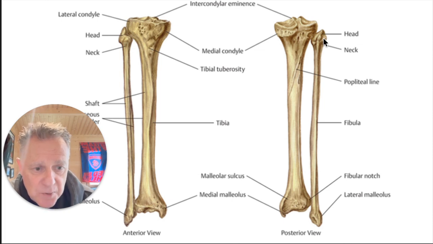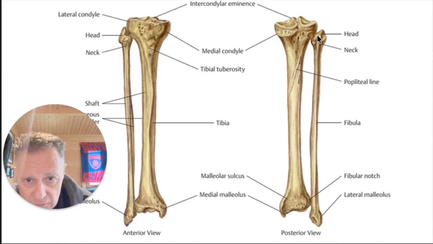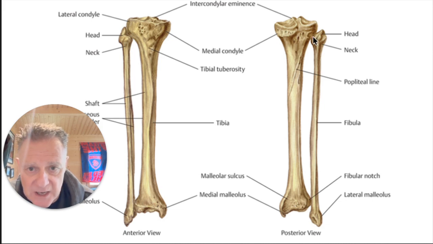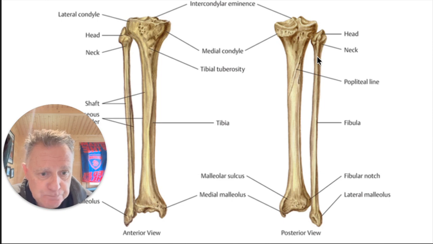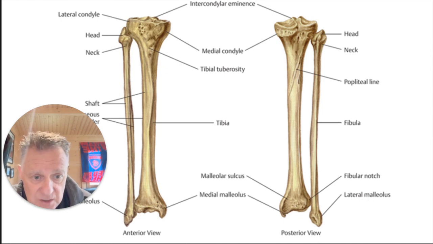It's a proximal projection that articulates with the lateral tibial condyle, not the femur, right? So the articulation between the fibula and the tibia is here. There's a proximal articulation and a distal articulation, but there's no articulation between the fibula and the femur. The neck is narrowed just below the head, and the common fibular nerve actually wraps around it. And then finally, as I mentioned, the lateral malleolus is a part of the fibula, and it's the distal projection forming the lateral wall of the ankle.